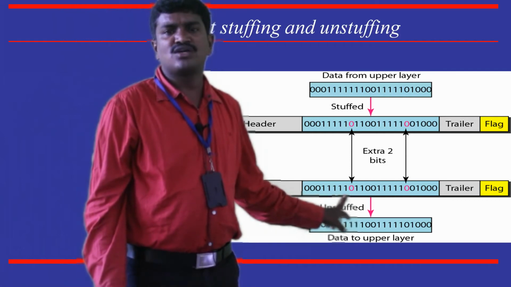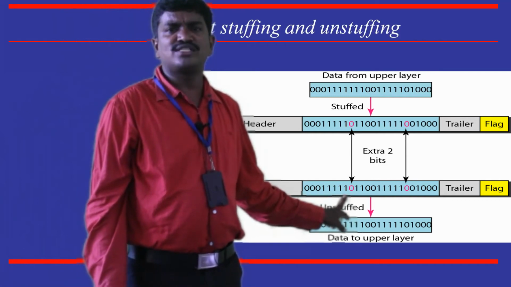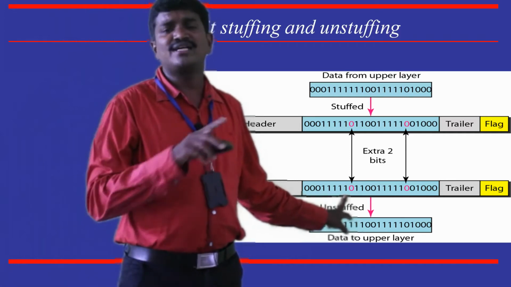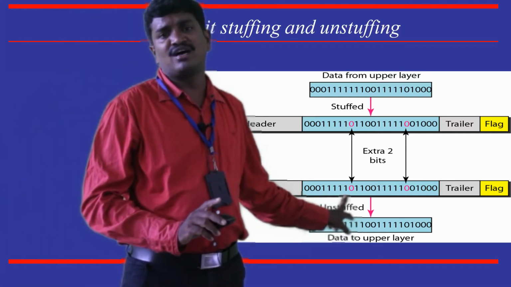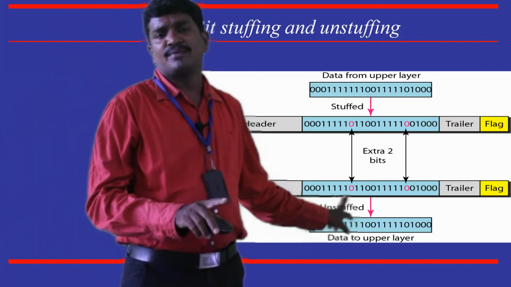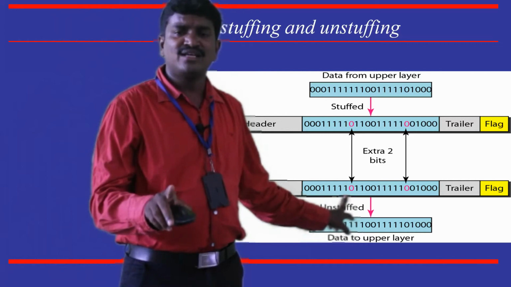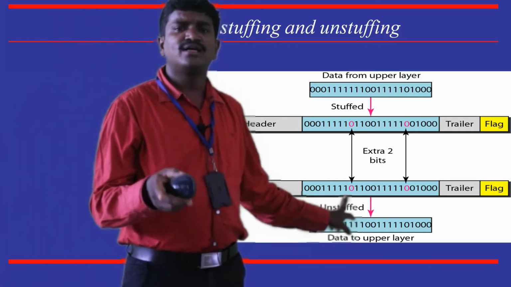Whenever it comes across 5 ones, definitely after 5 ones, 0 is there, but that 0 is not part of the data that is stuffed by the sender, because in order to avoid the flag in the data, after 5 consecutive ones, a 0 is added by the sender. That 0 has to be removed by the receiver now.